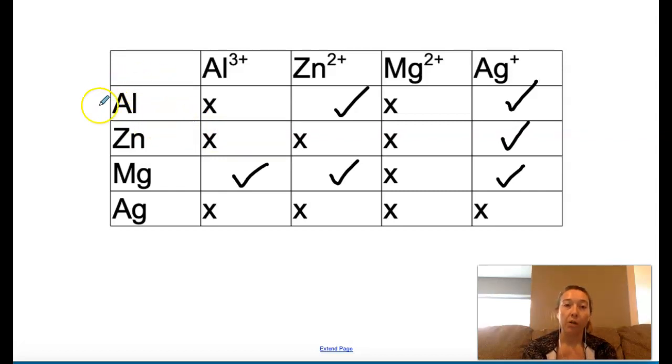So when I took my solid strip of aluminum and I put aluminum solution on it, I didn't see anything. But when I put zinc solution on it, I saw evidence of a reaction, so we put a little check mark. And then when I put the magnesium on the aluminum, again, I saw nothing. And then when I put the silver ions on, I definitely saw a reaction. I put a check mark, okay?